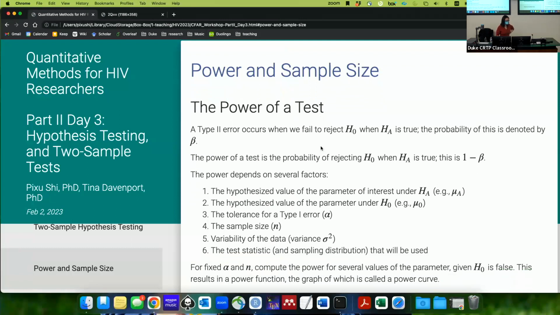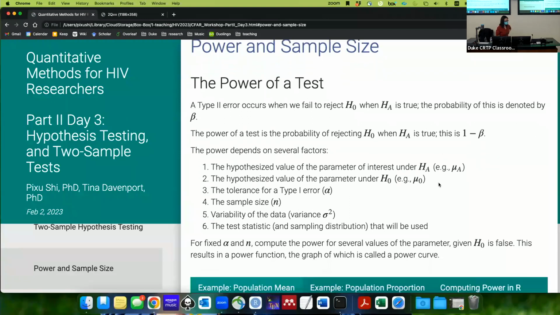So we'll go over the power and the sample size calculation. So the power, remember, it is 1 minus the type 2 error. You would want to have a sample size that gives you enough power. That means you make a very small type 2 error, the probability of making type 2 error. The power depends on your alternative, the difference between your alternative and the null. The effect size is reflected in this difference. And the tolerance for type 1 error is also in your power.